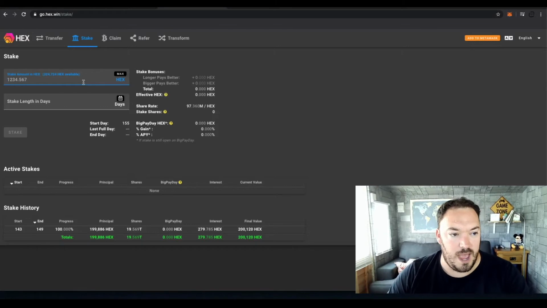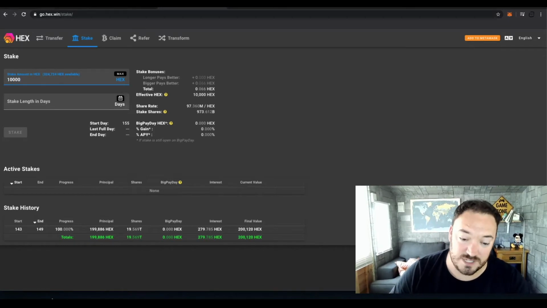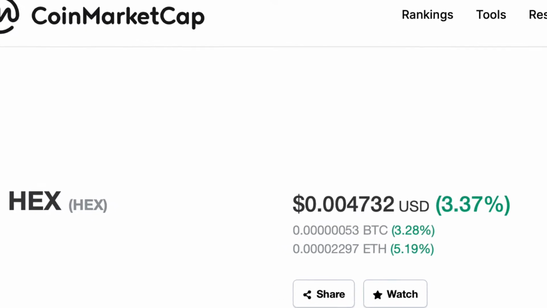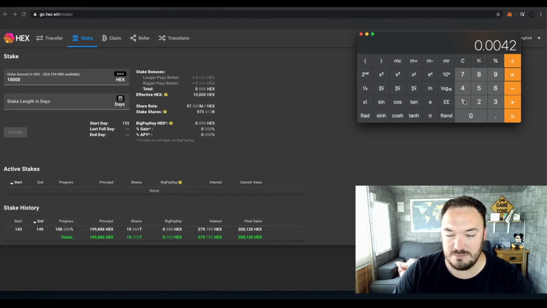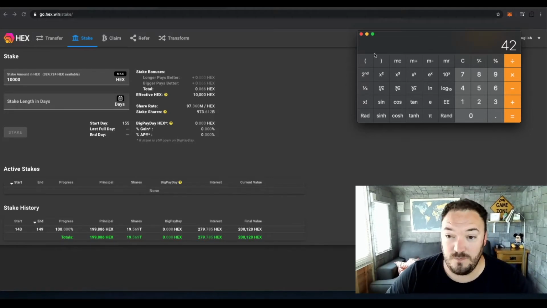So with Hex, I'm going to do a stake. Let's just say, for example, 10,000 Hex. Now that sounds like a big number, but as of today, I believe the price of Hex times 0.00, I think it's 4.2. I think it's dipped today, maybe 4.4. Let's say 4.2. It's about $42 worth, depending on the price on the app. So that's $42 worth of Hex tokens.